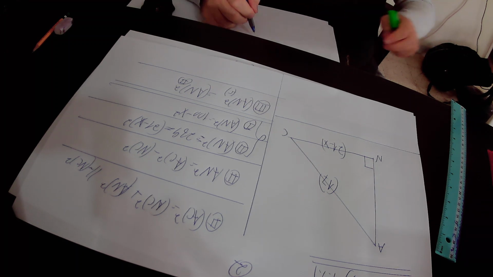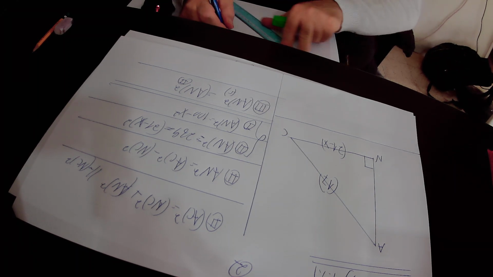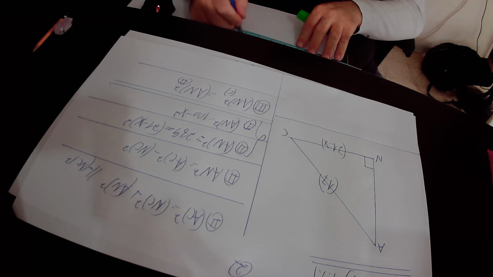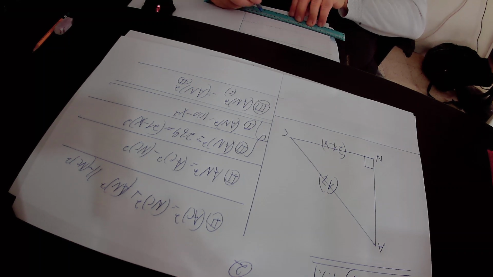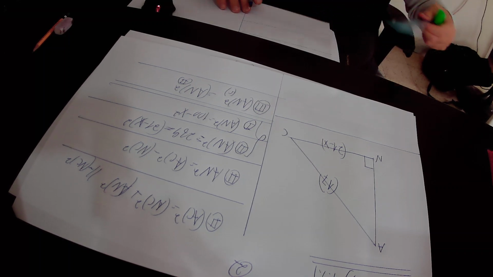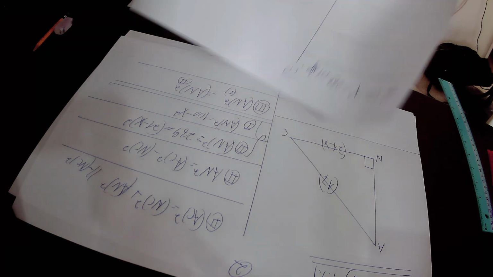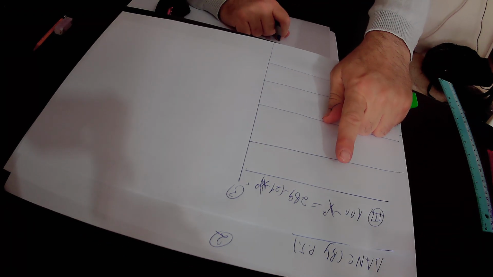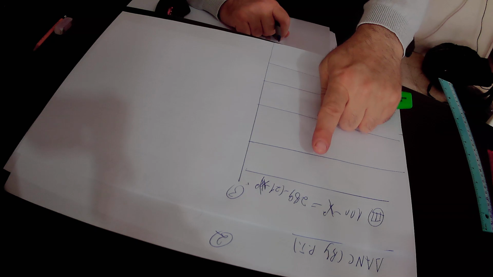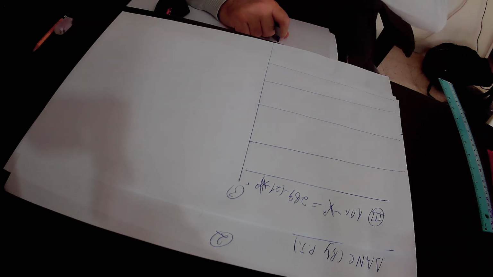So according to equation 3, I found out that 100 minus x squared, that is AN squared according to equation 1, equals 289 minus (21 minus x) squared. This is AN squared according to equation 2.